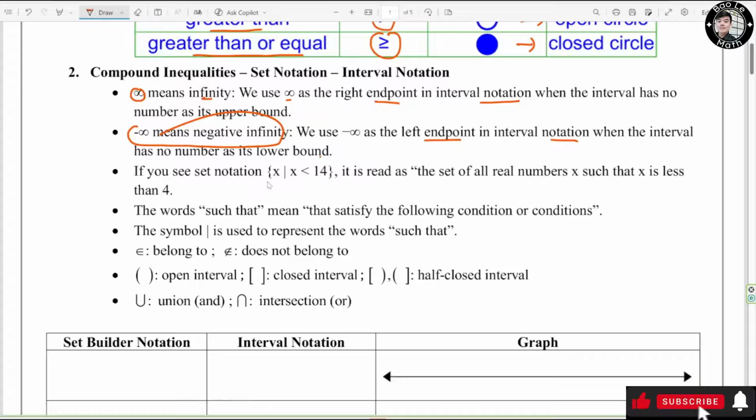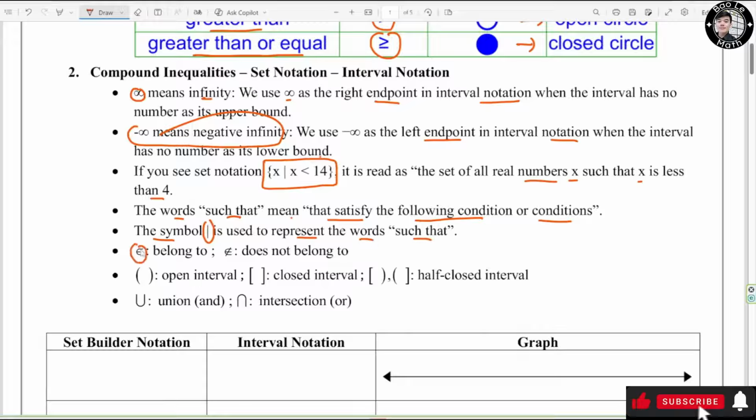If you see set notation like this, alright, remember you need to put the curly bracket, then the vertical line, and x less than 4. It is the set of all real numbers x such that x is less than 4. The words "such that" mean that satisfy the following condition. The vertical line right here is used to represent the words "such that."